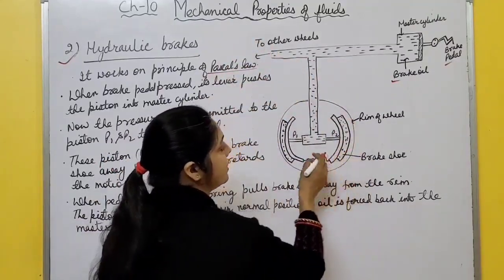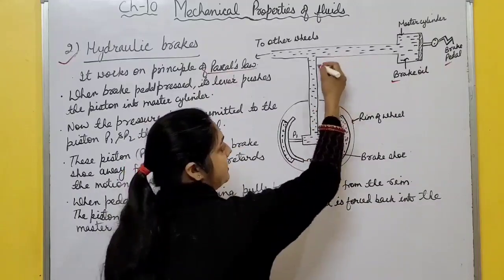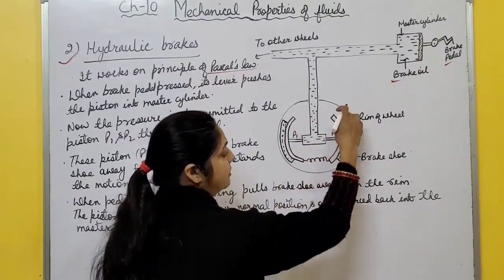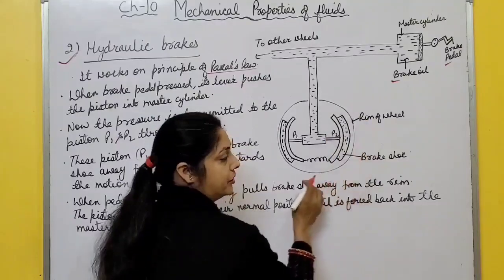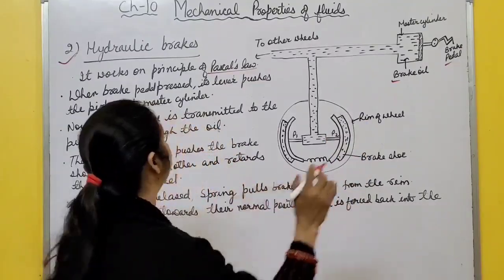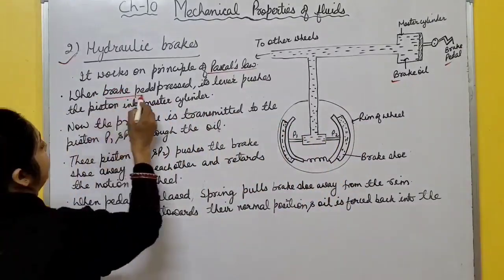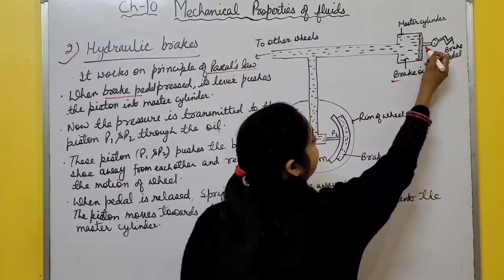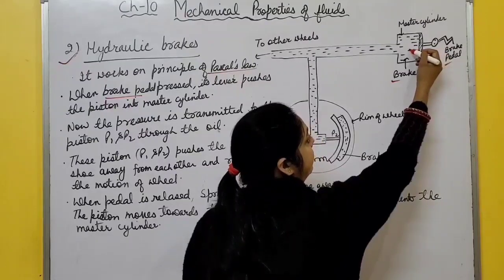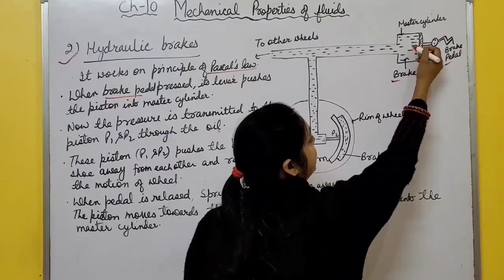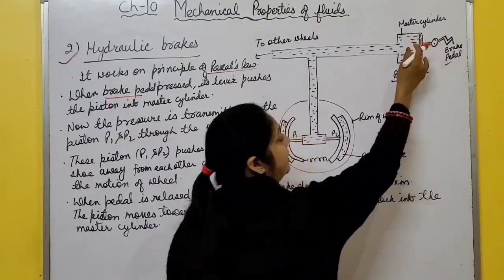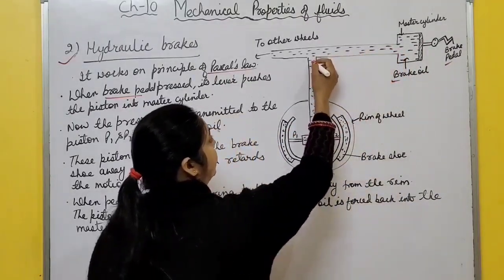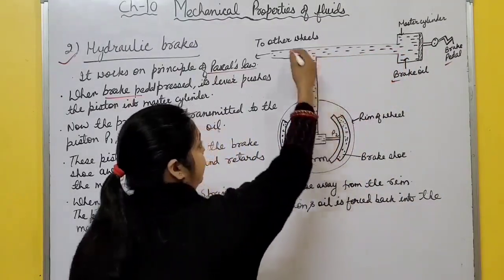In this wheel, what happens? This master cylinder is connected to these two pistons. This one is the brake shoe, and this is the rim of the wheel. Now what happens when this brake pedal is pressed? When the brake pedal is pressed, it pushes the piston into the master cylinder, right? A pressure is exerted on the liquid inside the master cylinder, and this pressure is transmitted equally to all parts.